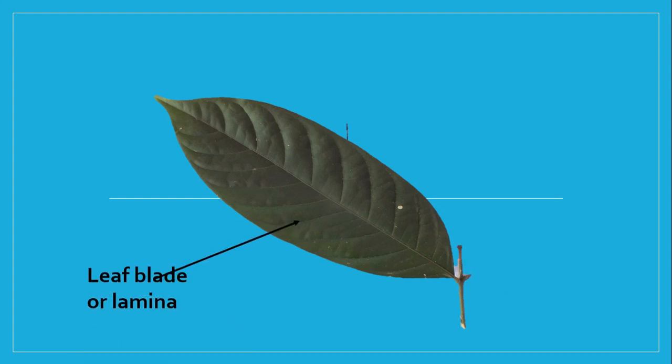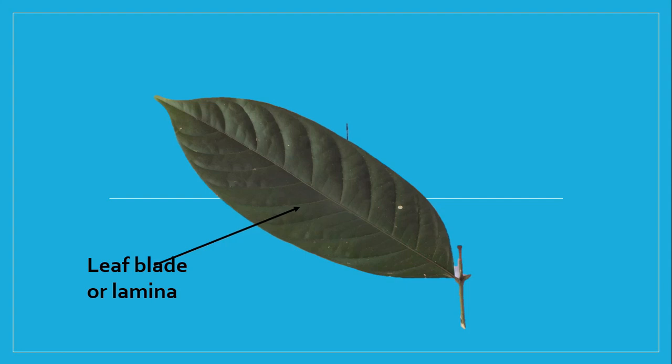Next, we have the lamina or leaf blade. It is a broad portion of a leaf, a thin, flat part of a leaf that is basically green in color because of the chlorophyll. It also helps to perform evaporation, known as transpiration. It helps to prepare food through photosynthesis.